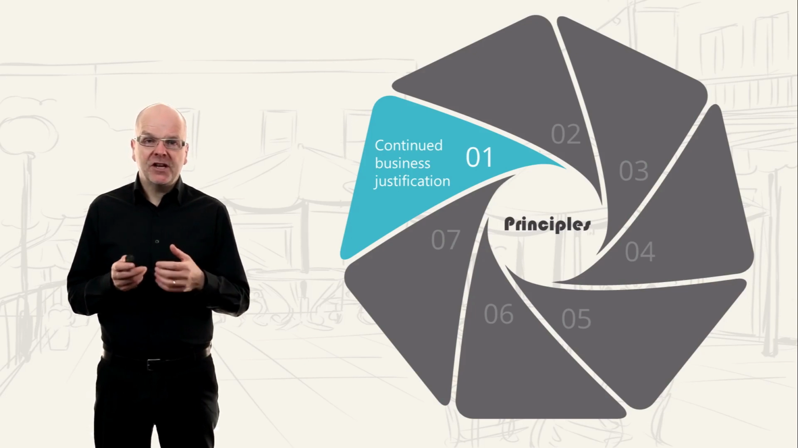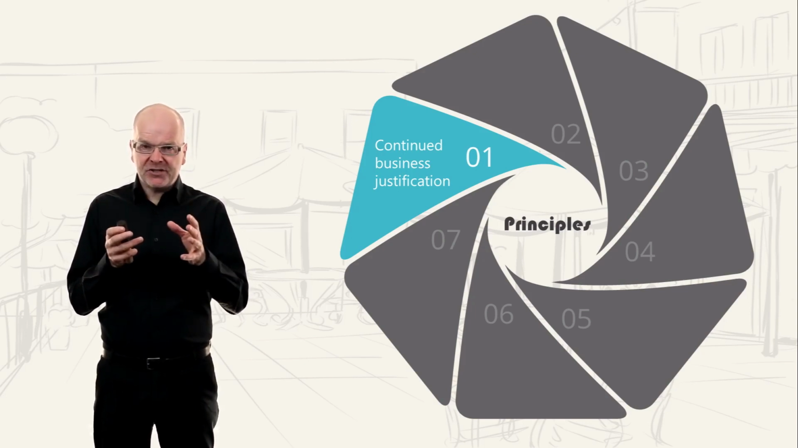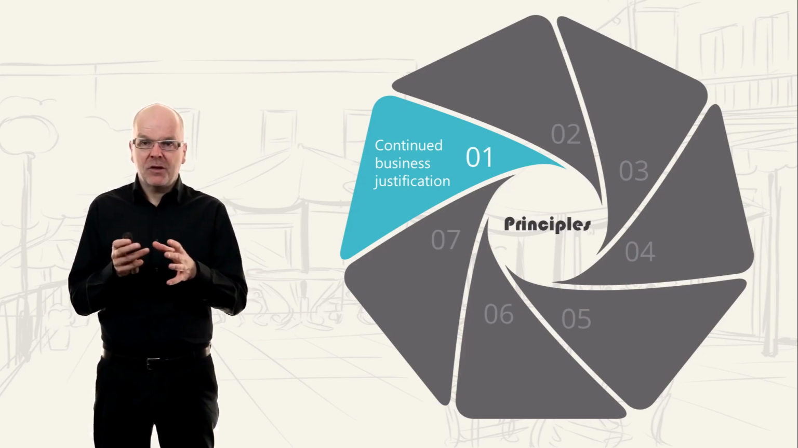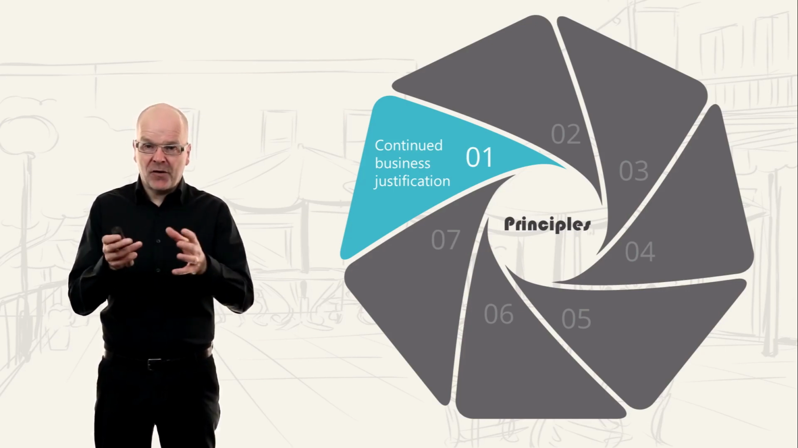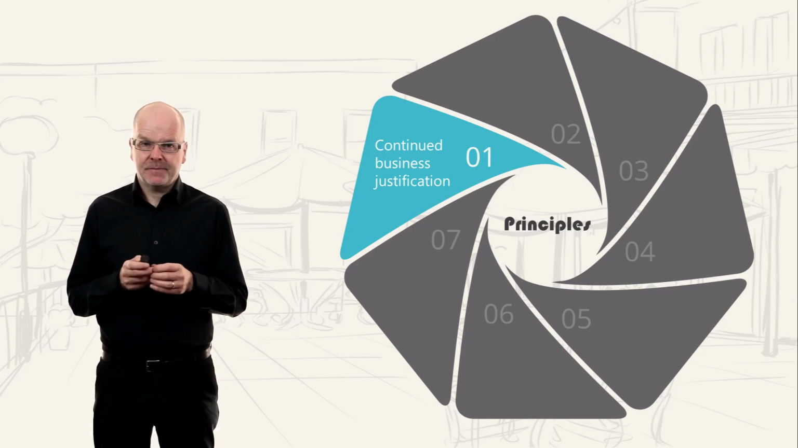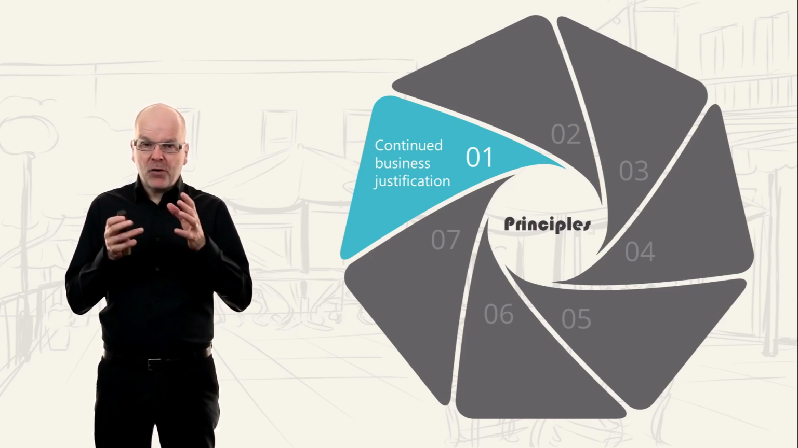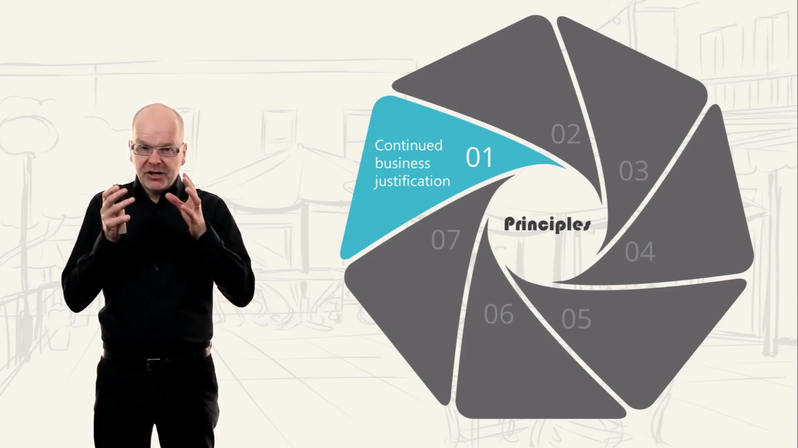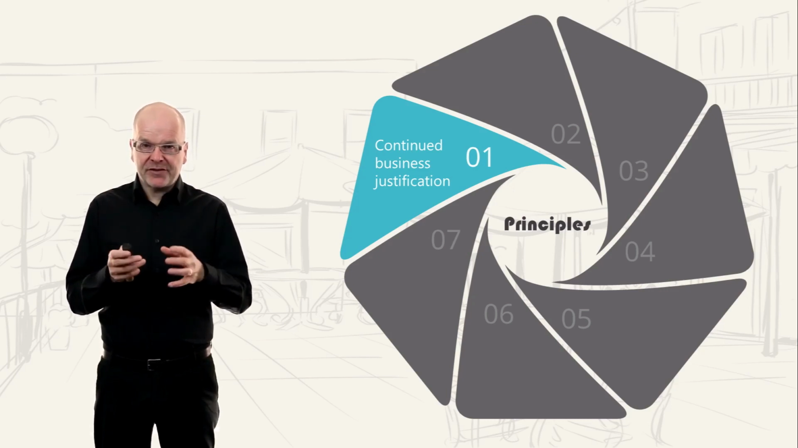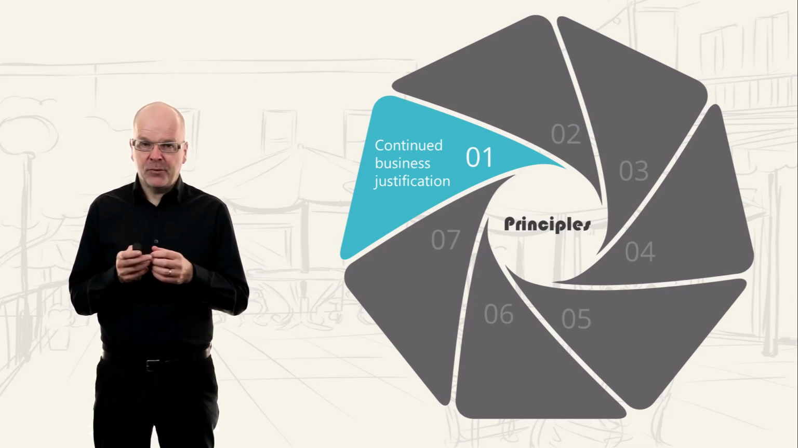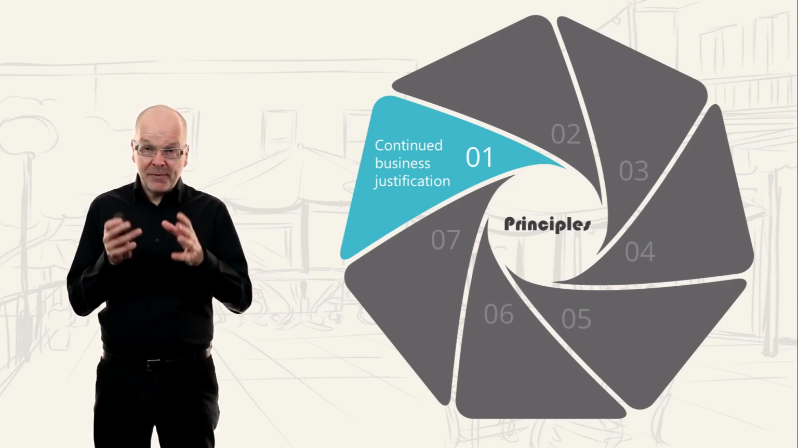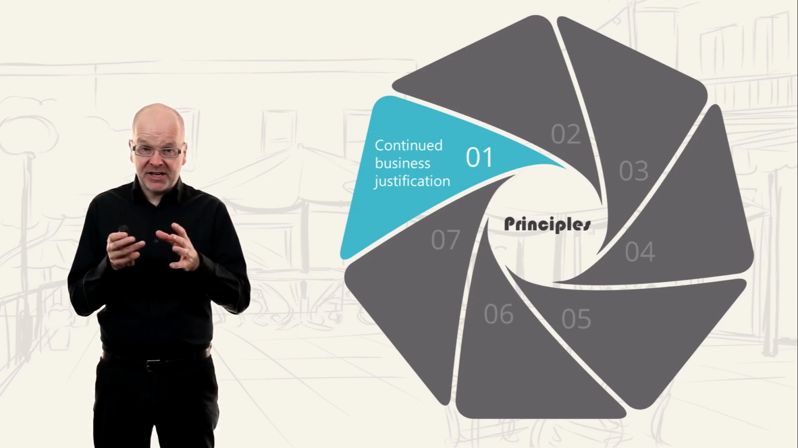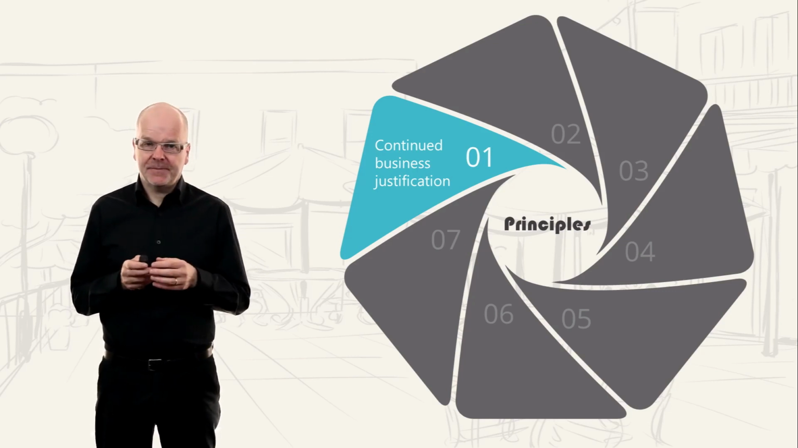A PRINCE2 project should have continued business justification. Therefore, each project should have a clear business case, so a clear business reason for existence. PRINCE2 requires that for all projects, there is a justifiable reason for starting the project. And this justification is recorded and approved, and the justification should remain valid, and this is constantly checked throughout the life of the project.